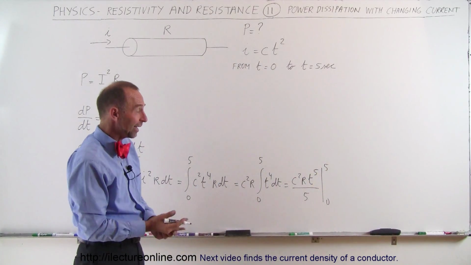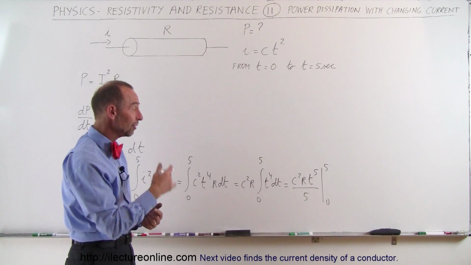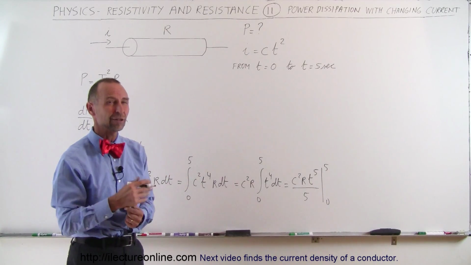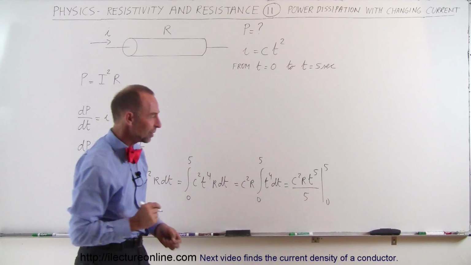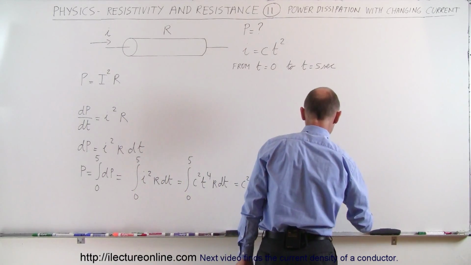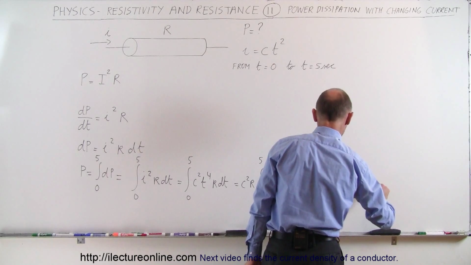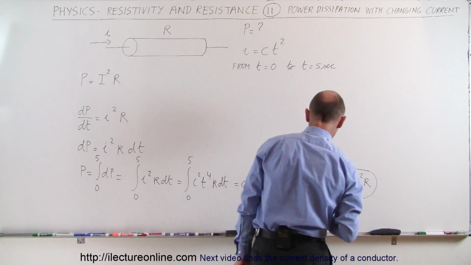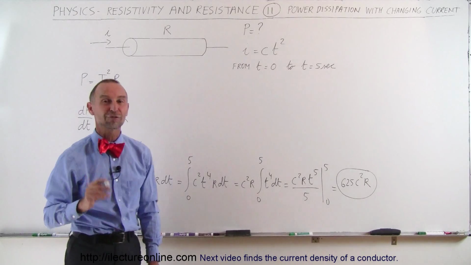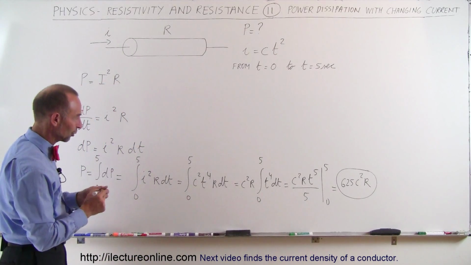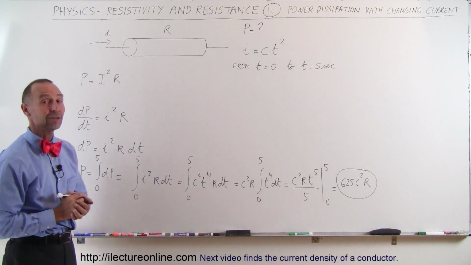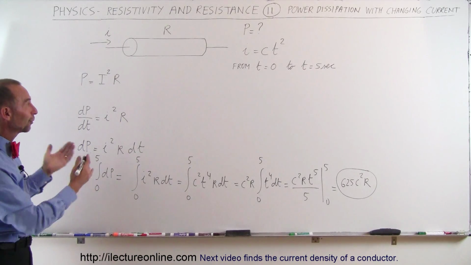Plug in the lower limit, we get 0. When we plug in the upper limit, we get t to the fifth divided by 5, which is t to the fourth, and 5 to the fourth is 625. So therefore, this can be written as 625 C squared times R. And that would be the total power dissipated over the first 5 seconds after we turn on the current. And that's how we find the power dissipated with a varying current through a resistor.